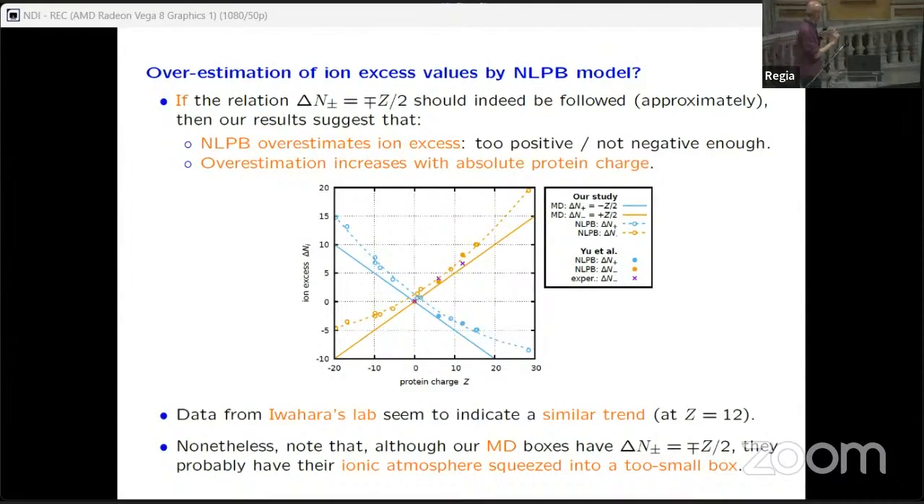In fact, if you look at Junji's data, it's interesting. It's difficult to say because it would be nice to have proteins with higher charges in your data. Because what you see is that for the protein with plus 12, the nonlinear Poisson-Boltzmann calculation that he did is a bit higher, and it's close to our curve. So this is quite interesting because not only do we see this, but even the NMR-based quantification seems to be showing more or less the same trend.